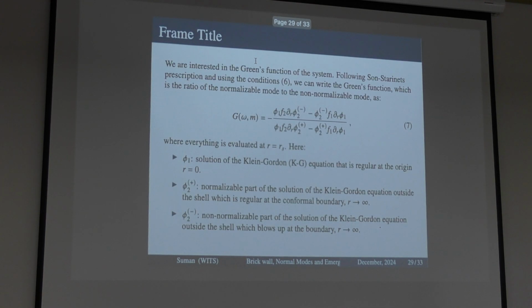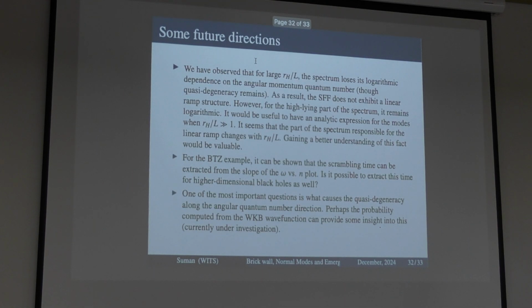And maybe one of the most important questions is why this quasi-degeneracy along the angular quantum number direction is happening. And she has suggested that maybe the probability computed from this Laplacian wave function can provide some insight into this, and we are currently investigating this. So these are some considerations we are currently working on.